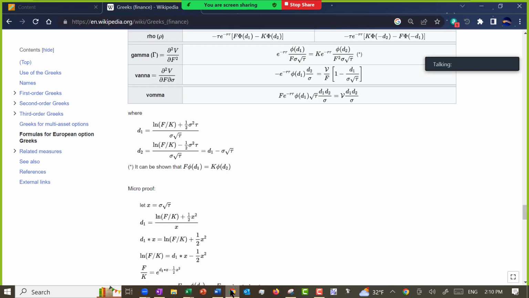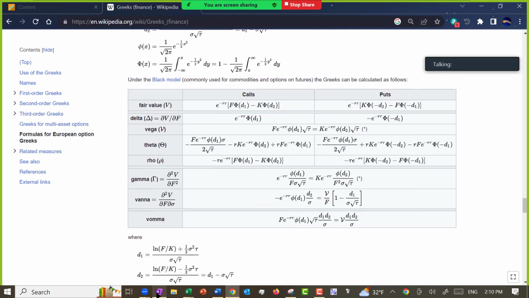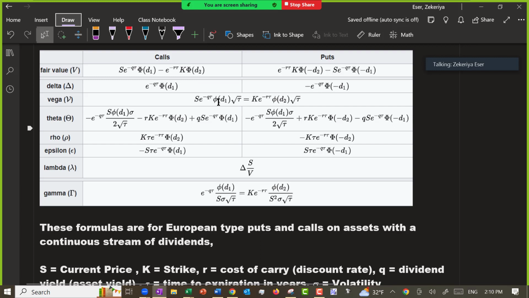Let me go to here. So Vega should be right. And you can calculate it in two ways. You can also calculate it using the strike price. Now let's calculate. I'm going to calculate lambda first.